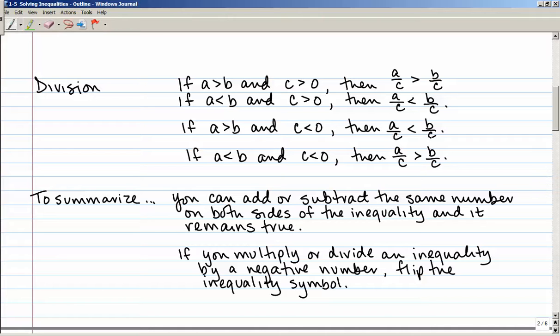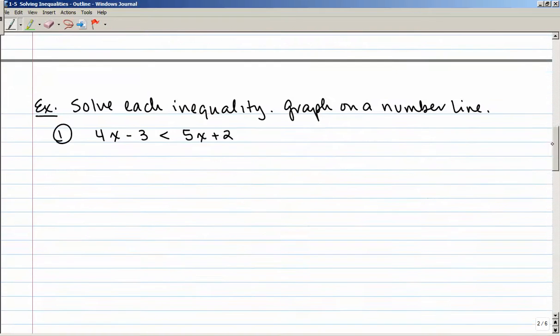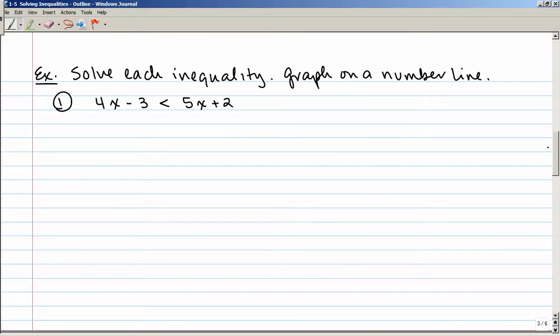So to summarize this, you can add or subtract the same number on both sides of an inequality and it remains true. For addition and subtraction, no major difference. However, if you multiply or divide an inequality by a negative number, you have to flip the inequality symbol. A less than becomes a greater than, and a greater than becomes a less than. Let's take a look at several examples here. Solve each inequality and then graph it on a number line. Graph the solution on a number line.